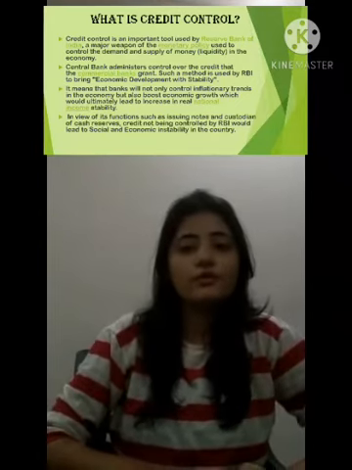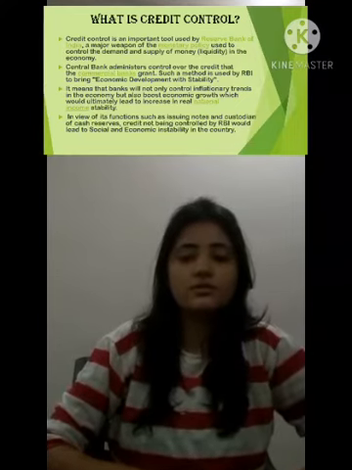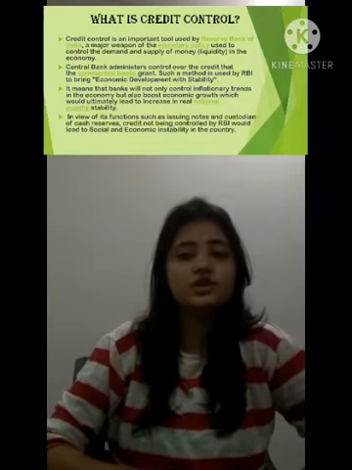In view of its functions such as issuing notes and being custodian of cash reserves, credit not being controlled by RBI would lead to social and economic instability in the country.